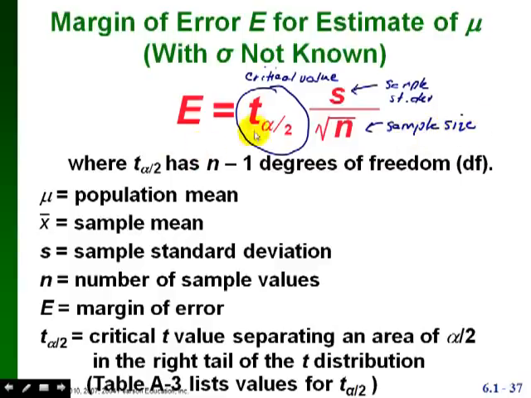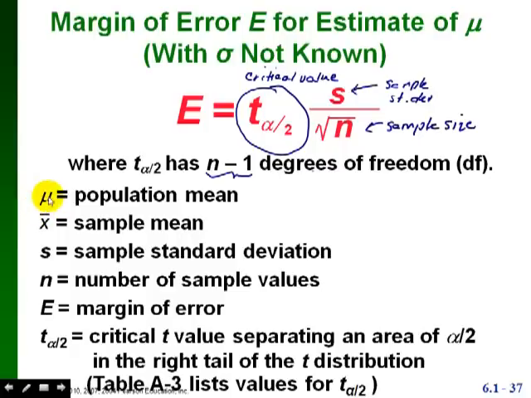And we'll talk a little bit later about how to use the table to get our critical value from the t-distribution. But one of the things that we have to know in order to use that table is what we call the degrees of freedom. And that's simple to figure out. It's just n-1, where n is the sample size.